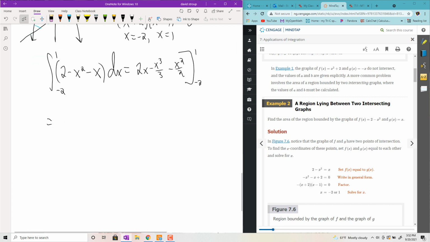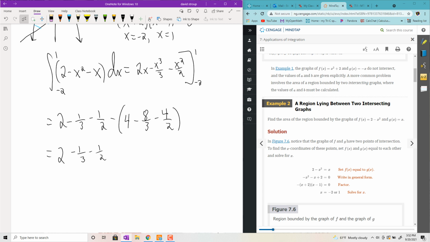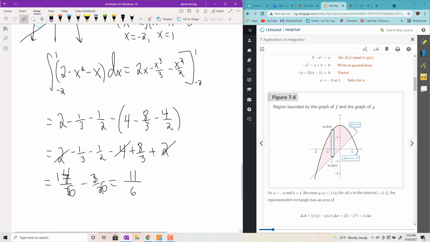Okay. So I'll go 2 minus 1/3. So always have to deal with some fractions. And then minus 4 minus 8/3 minus 4/2. A little bit of arithmetic, right? So what do we got? 2 minus 1/3 minus 1/2 minus 4 plus 8/3 plus 2. Okay, so minus 4 plus 2, that's all 0. Looks like I got a 7/3 minus 1/2, assuming I didn't make any mistakes. So this would be 14/6 and 3/6, so 11/6 for my answer for the area.